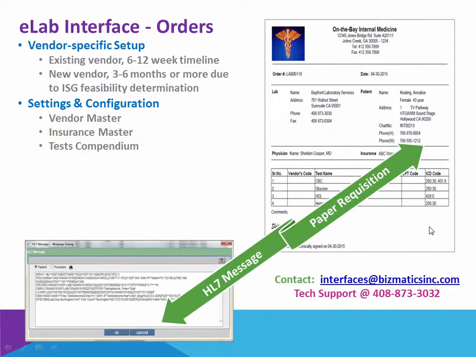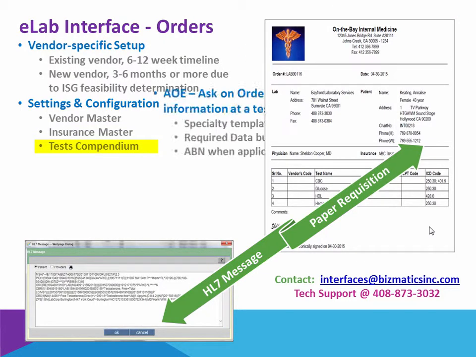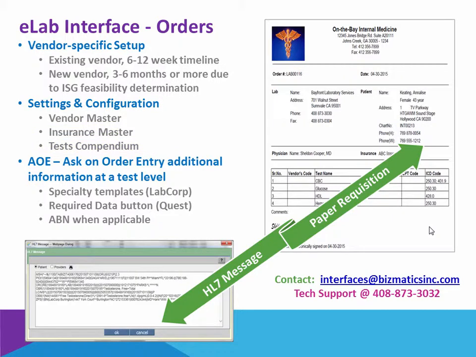And finally, most vendors will have their own specific test compendium, and in some cases at a test level, they may require additional information known as an AOE, or ask on order entry. For instance, with LabCorp, there are some custom specialty templates included in your library based on certain tests, such as cytology or lead poisoning, that they require you to submit additional data.